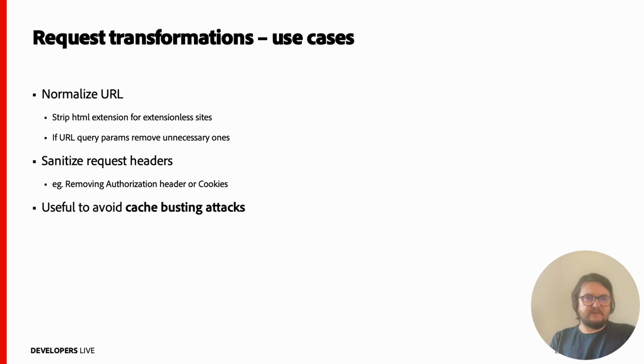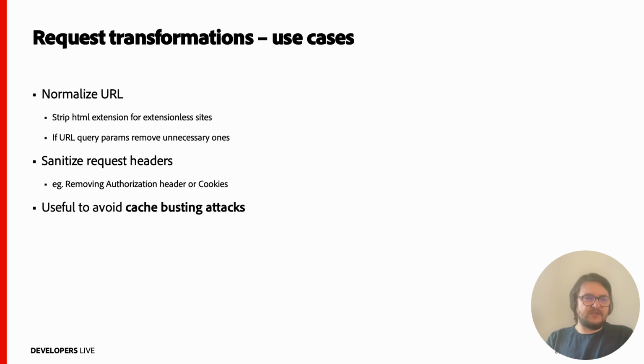For request transformations, as I said earlier, they are executed first in the request flow, and they are typically used to normalize the URL. One of the most used cases is to remove the unnecessary query parameters, for example. So this will maximize the cache ratio, because the cache key contains also the query parameters. So if you have equivalent URLs that differ only in the query parameters, you should remove the query parameters and normalize the URL.